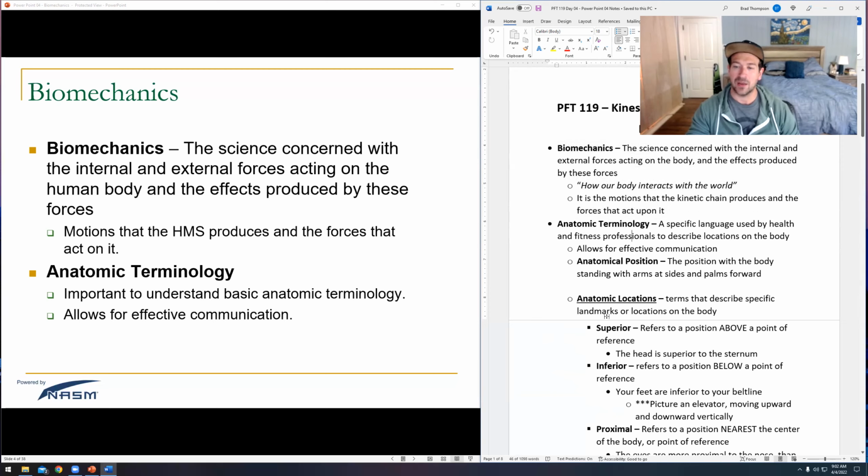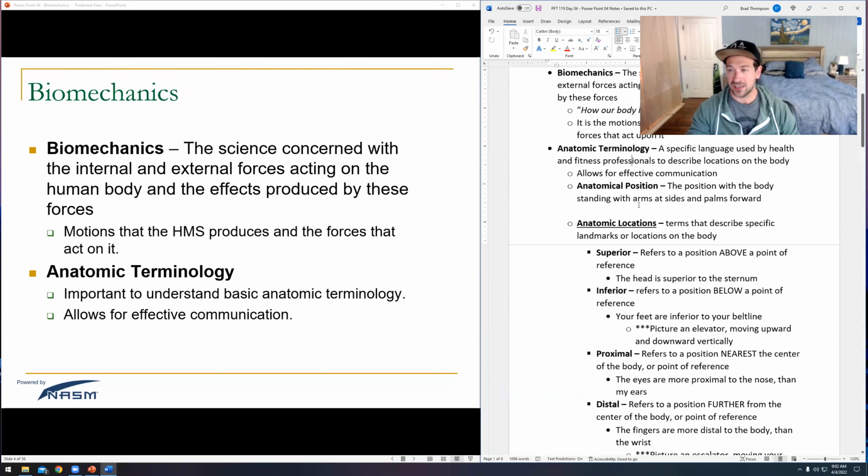So that's our biomechanics. Then we also have our anatomic terminology. This is a language that we're going to use to describe specific locations in the body. That way, you and I never have a miscommunication, right? There's a difference between proximal, which is close to something, and distal, which is far away, right? That way we don't describe it as, oh, it's near this. That's good, but it's a little bit too simple.